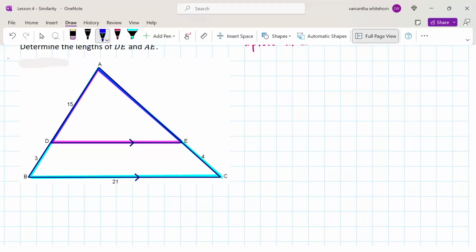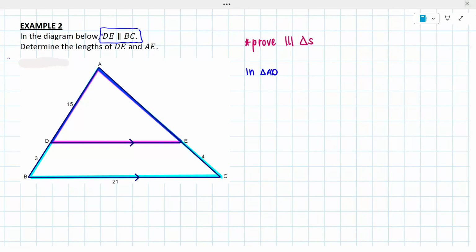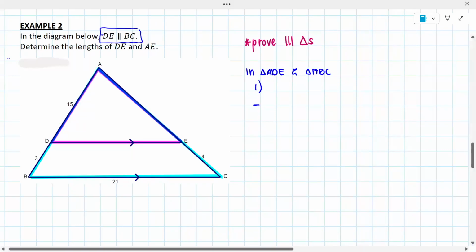relationship. Okay, so we first state in what triangles? So in triangle ADE and triangle ABC. We can check the order later, because remember the order has to be correct. We'll check it later, but for right now, I'm just stating what triangles I'm working in. Now, we have got information about the sides here, but I don't have enough information about all three sides of both triangles to show that everything's in proportion. I would need all side information to be able to do that.